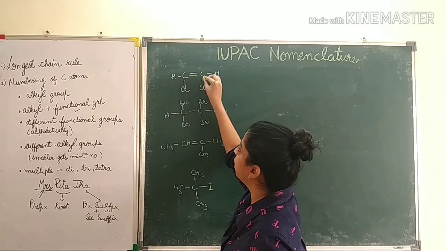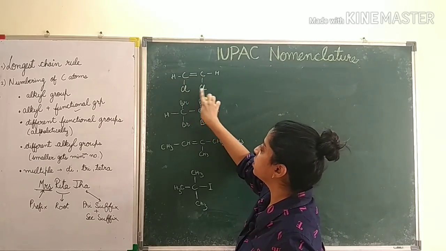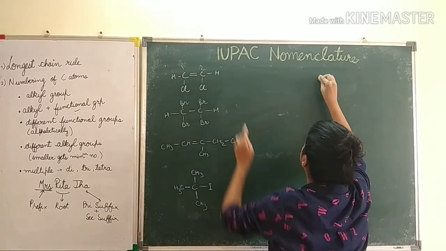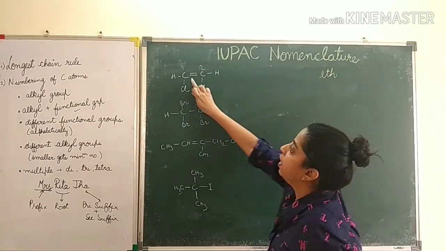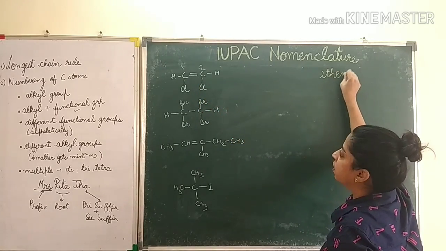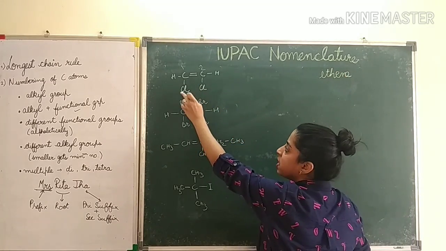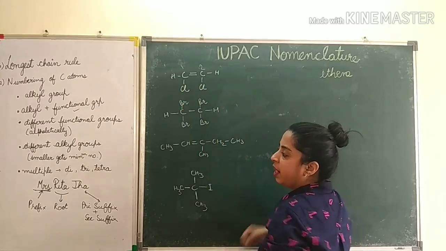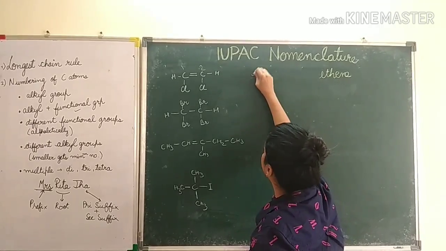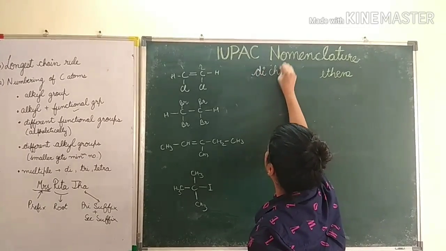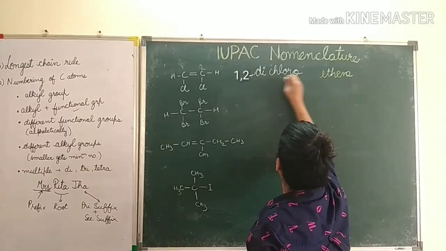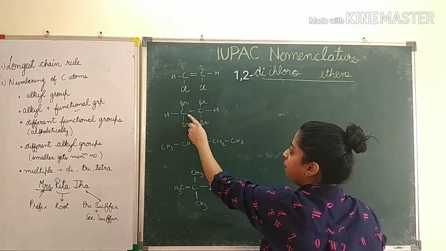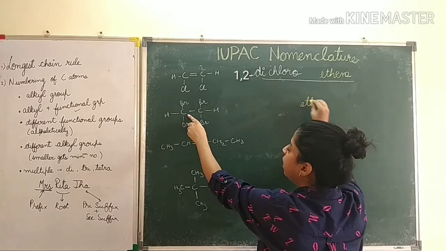Now here you can say there are 2 carbon atoms and at both positions there is chlorine. So you can number from anywhere. So 2 carbon atoms, so eth. Double bond, so ene. So now 2 chlorine. Same substituent at 2 different positions. So I told you to write di, tri or tetra. So it is dichloroethene. Now next one, you can say there are 2 carbon atoms, so eth, but single bond.